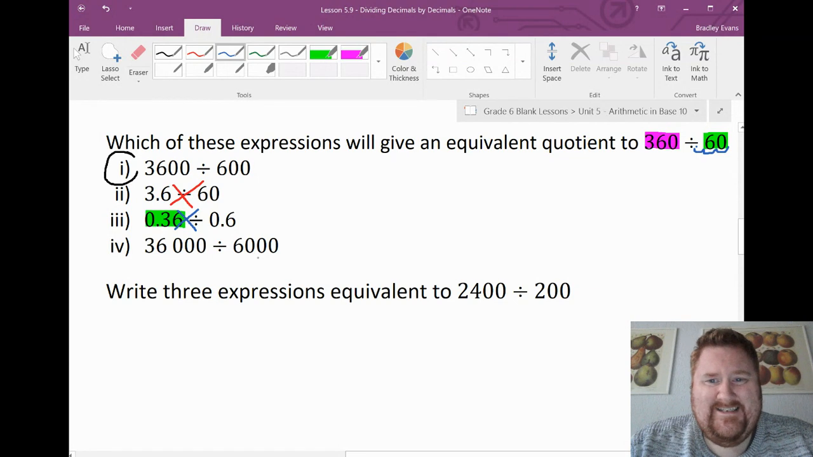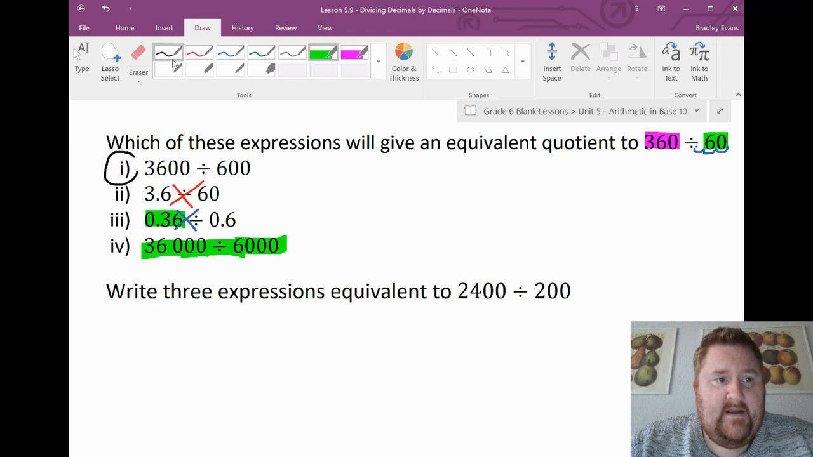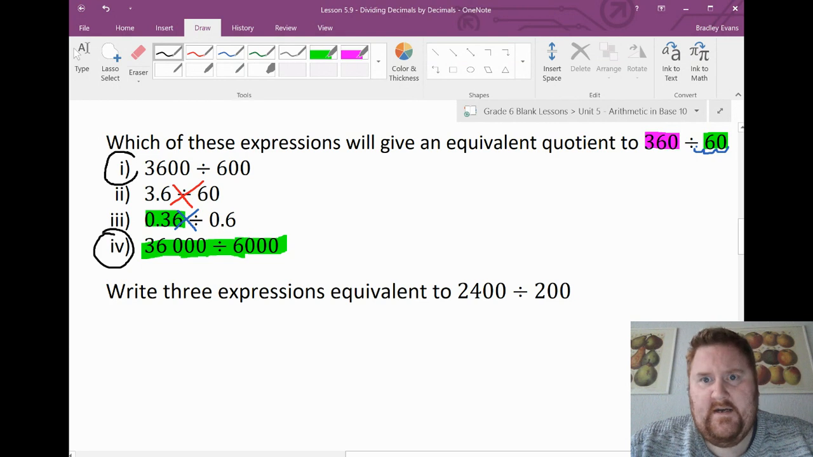36,000 divided by 6,000. Let's see what was increased. 360 to 36,000. I can see it's been increased 100 times. And if my 60 has also been increased by 100 times to 6,000, then it will give me the same expression. If you would like to check your answers, now is the only time you may use a calculator to do that.